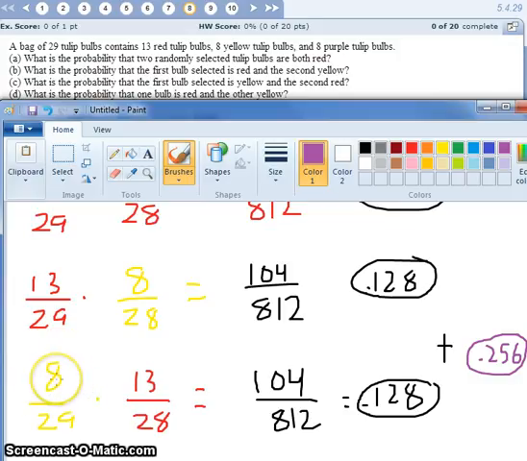The chances that the first is yellow and the second is red, it's a little flip-flop here. There's 8 yellow bulbs, and there's still 29 in the bag. And then on your second draw, there's 13 red, but there's only 28 in the bag. You'll get the same probability. The probability that one bulb is red and the other is yellow, so it's either this situation or this, that one of these things occur. So just add together the probability of both of those, and you get 0.256.